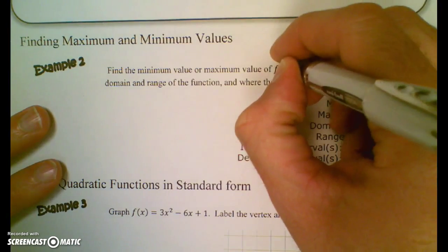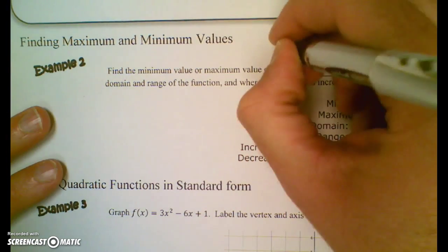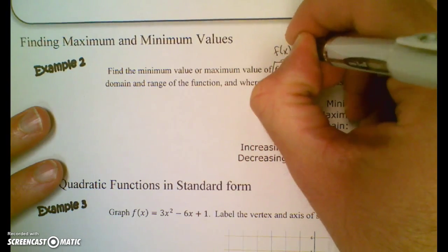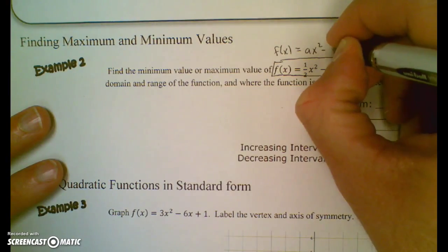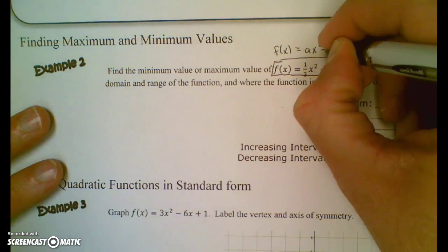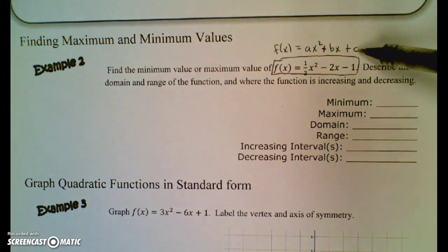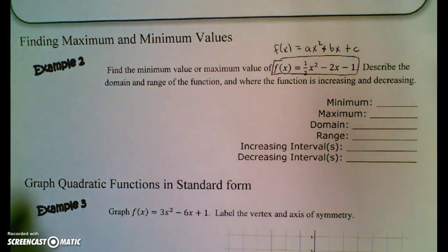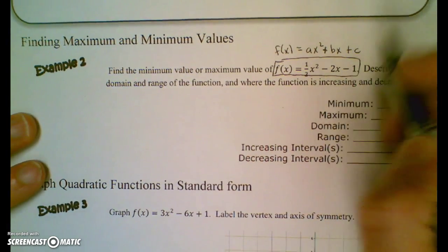So this function is currently in standard form. So remember, maybe from Algebra 1 as your freshman or when you were in middle school, this standard form has a general equation, which is ax squared plus bx plus c. And we use those values, those coefficients, to help us with using the quadratic formula. So in this case, my a is 1/2, my b is -2, and c is -1.